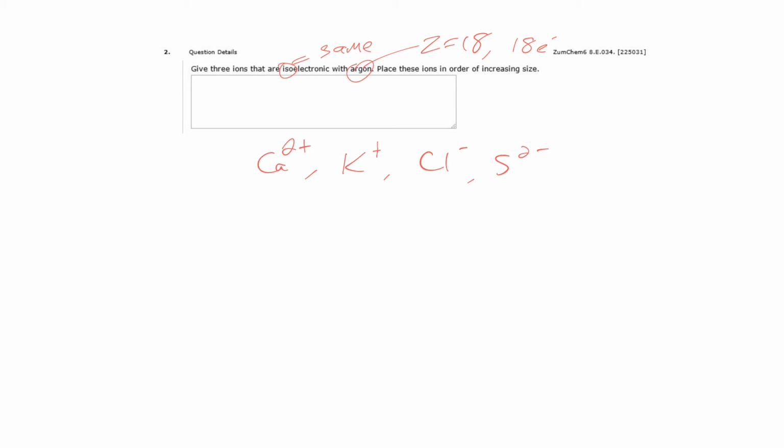But let's note the other part of this question. In addition to just listing ions that are isoelectronic with 18 electrons, they want increasing size. So what contributes to a size difference? Well, if these all have 18 electrons, just like argon does, but they're different elements, then they have differing numbers of protons.